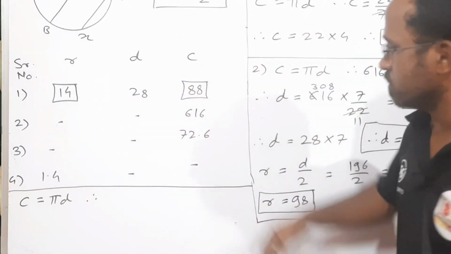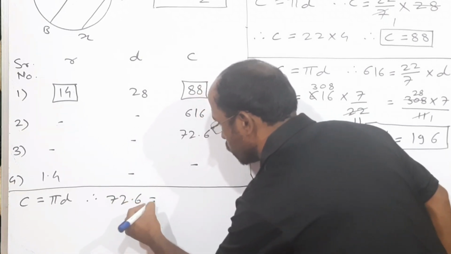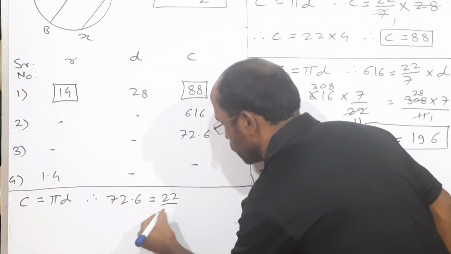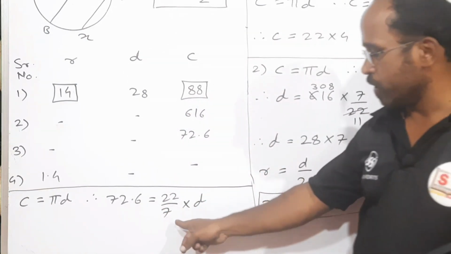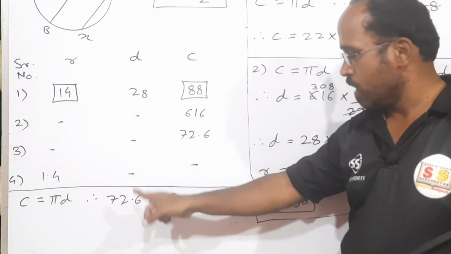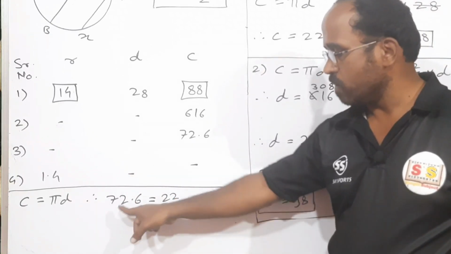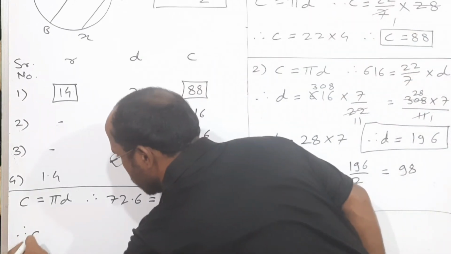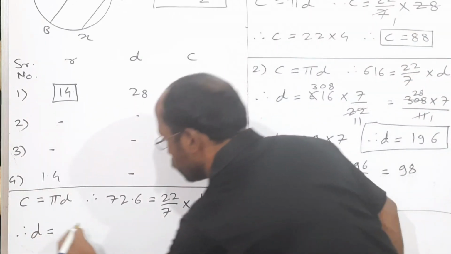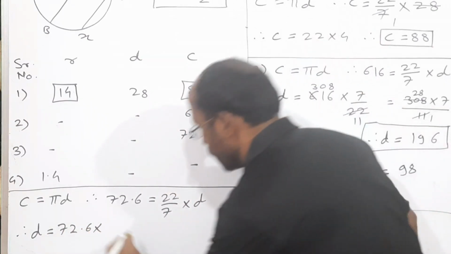Therefore C, which is 72.6, is equal to pi, which is 22 upon 7, multiplied by d. We have to find the value of d. So 22 upon 7 will change the side and will divide 72.6. Dividing by a fraction is multiplying by the reciprocal. So d is equal to 72.6 multiplied by 7 upon 22.